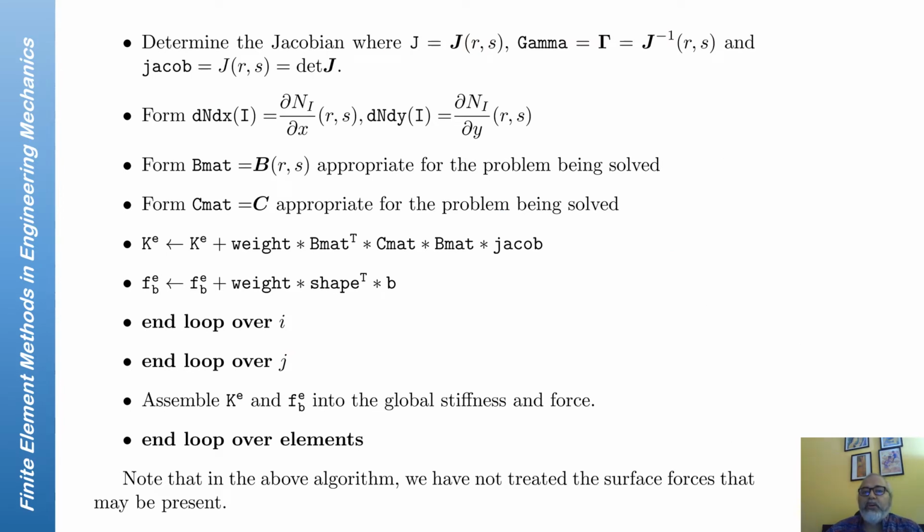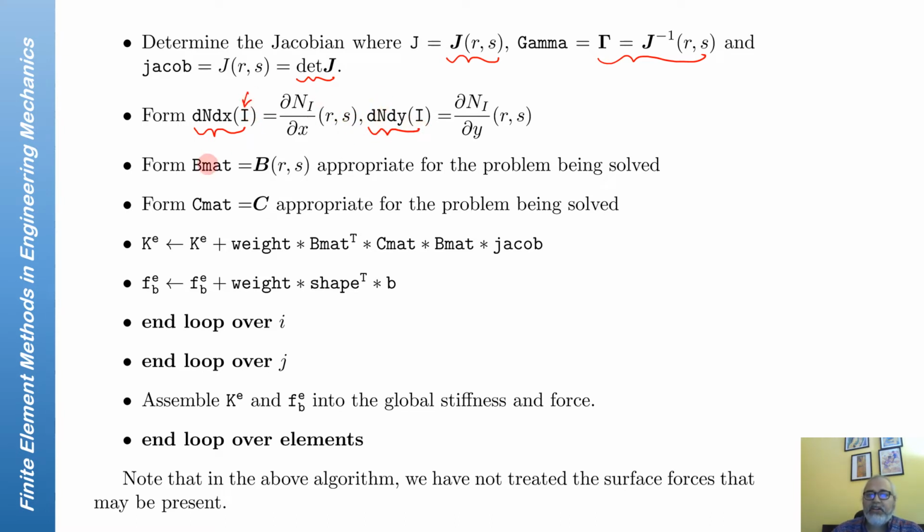Then we go ahead and find the Jacobian, the inverse of the Jacobian, and the determinant of the Jacobian. So once you have this, you can use the chain rule transformation relations involving the inverse of the Jacobian to find the derivatives of the shape function with respect to the global variables x and y. Again, there would be 4 of them, so I have the index I.